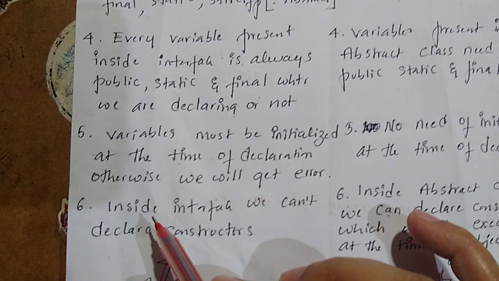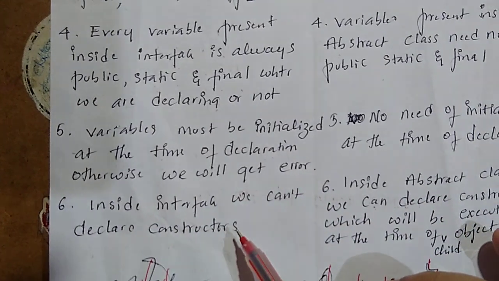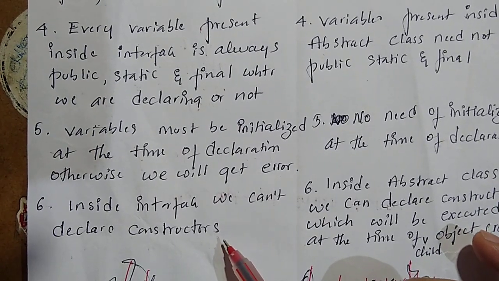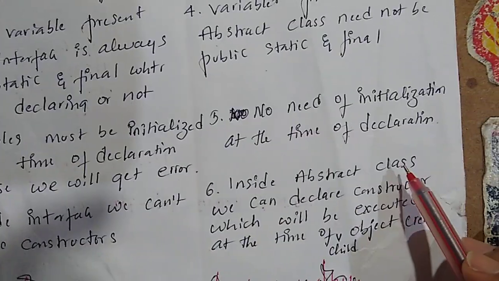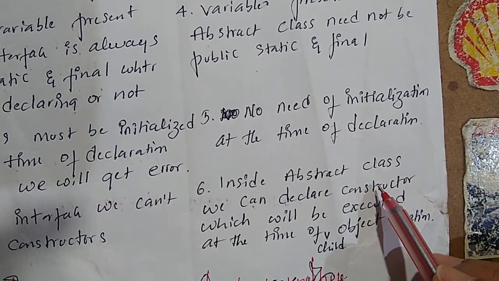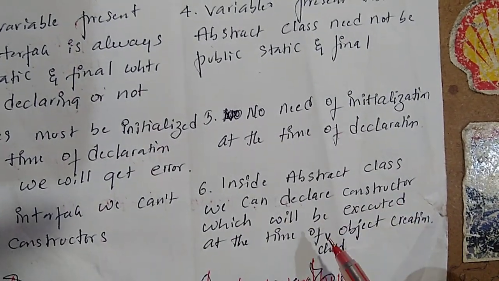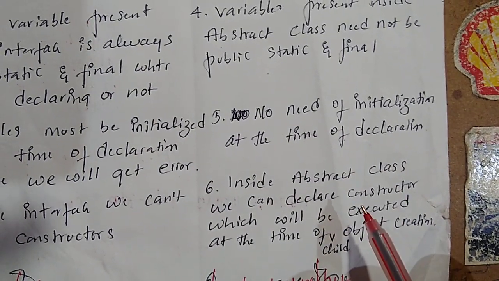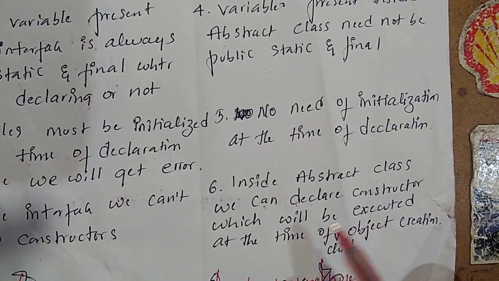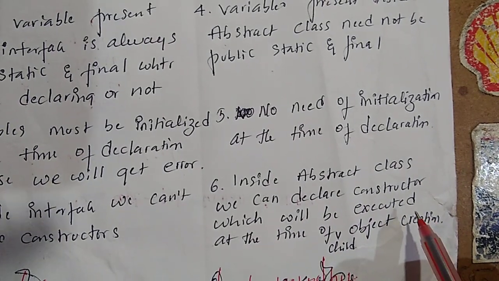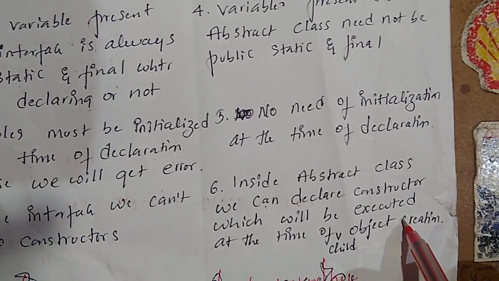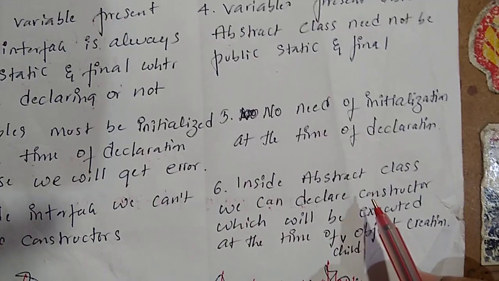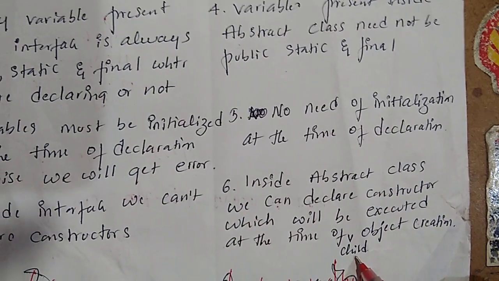The last one is that inside an interface we can't declare a constructor. Constructors are not supported in an interface because we are not creating any object. Inside an abstract class we can declare a constructor, which will be executed at the time of child object creation. Even though we can't create an object for an abstract class, the constructor will be executed whenever an object of the child class is created.